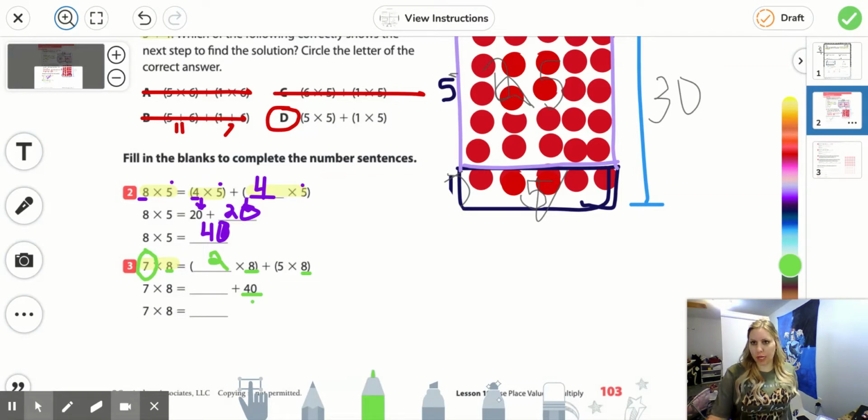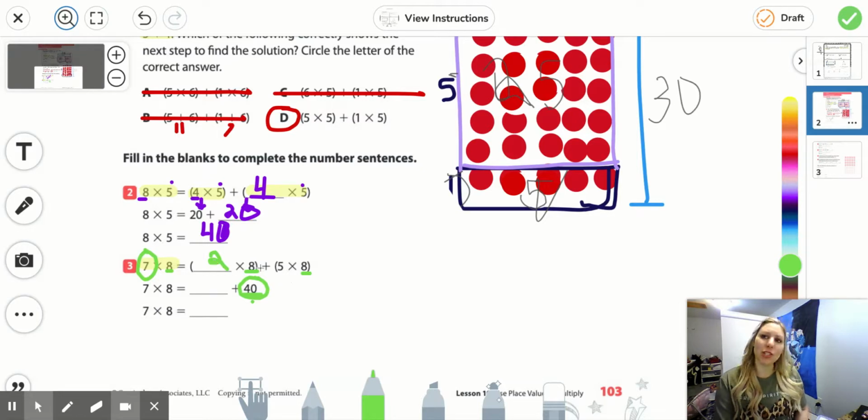Alejandra, why did they write 40? Because they equal 56. That is true. 7 times 8 is 56. But I'm asking right here, Alejandra, do you see how they wrote 40 right here? Where did they get that number? From 5 times 8. Yes, good job. Yeah, this 40 came from 5 times 8, didn't it?